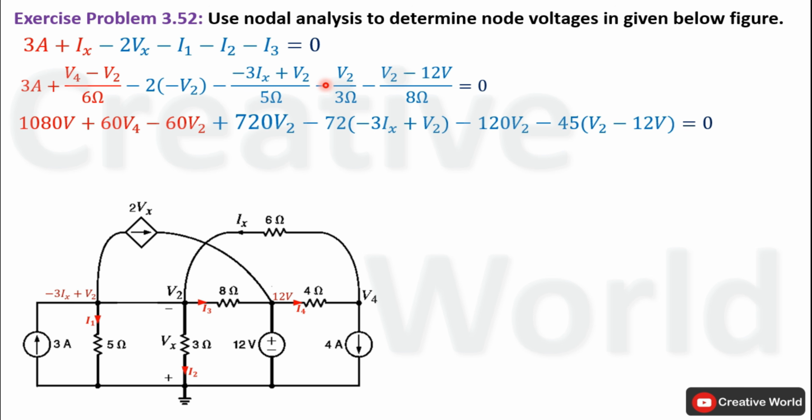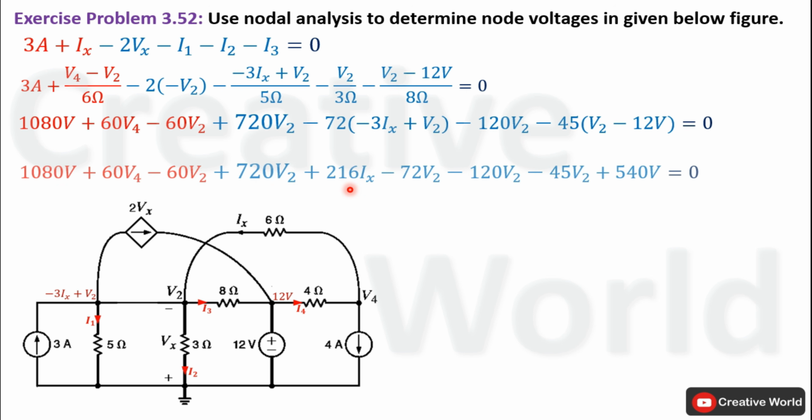Here 360 ohm will cancel out 3 ohm in denominator. Only 120 will be left and that 120 will multiply with V2. It will become minus 120 V2. Here 360 ohm will cancel out with 8 ohm in denominator. Only 45 will be left and that 45 will multiply with the numerator values. Now open these brackets and solve this equation.